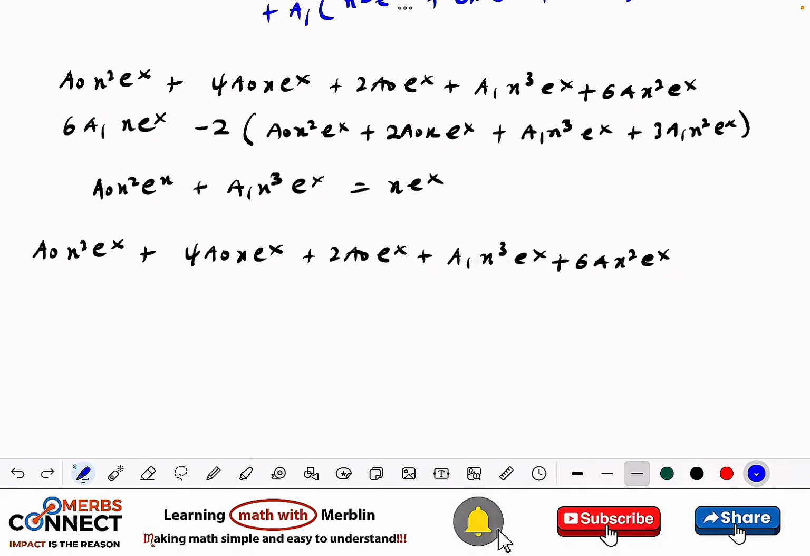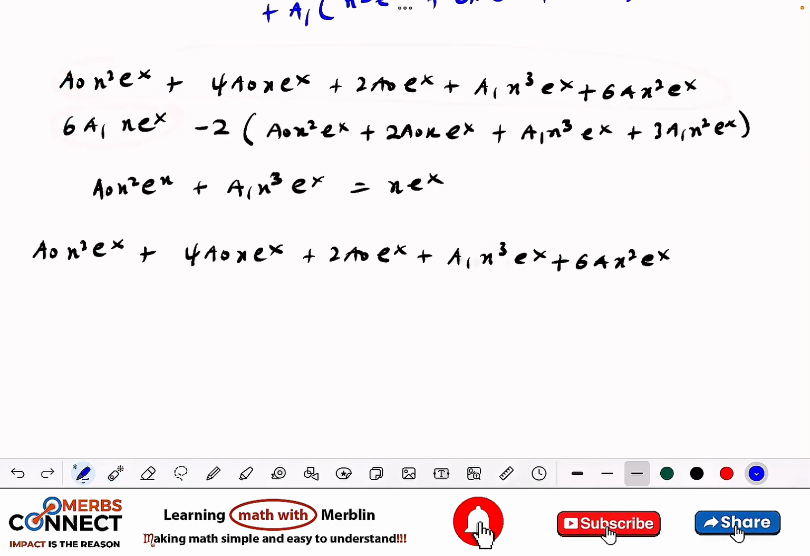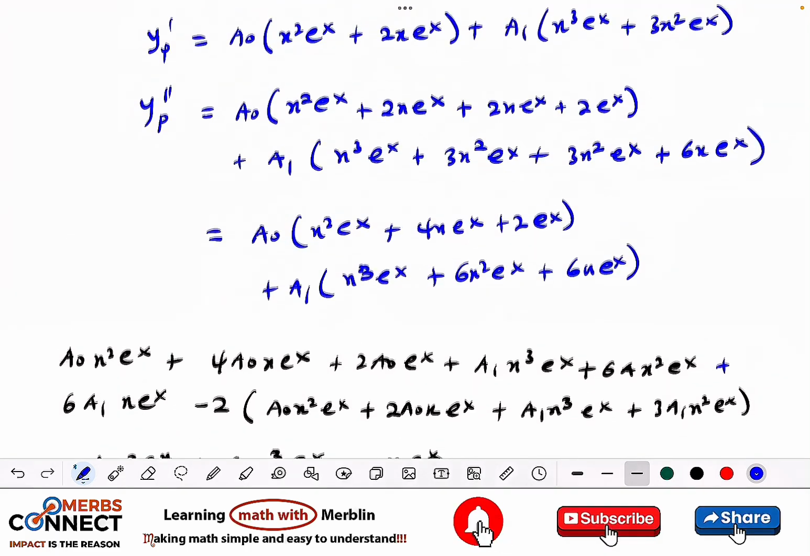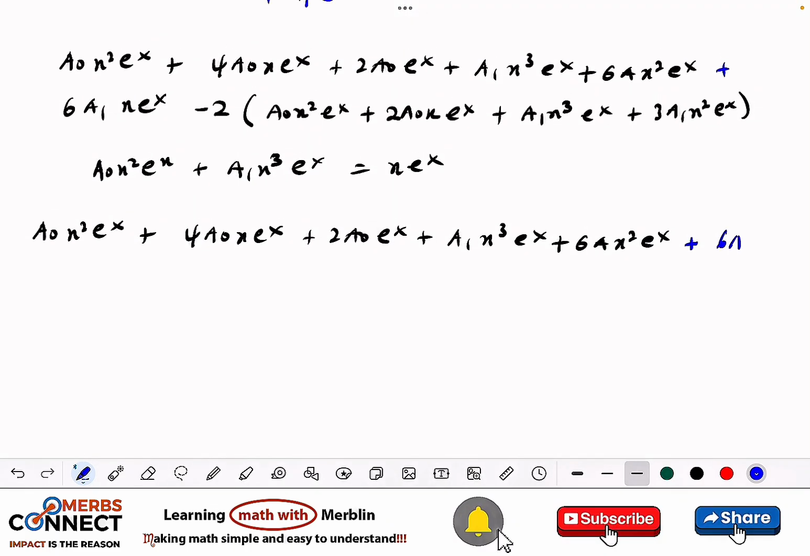Good. Then remember, I copied the whole of this. So it's left with this one. So I need to write it in addition. So I write plus. So this one was supposed to be plus here. Let me check if we did the writing good. So it's supposed to be plus 6a1 x e to the power x.